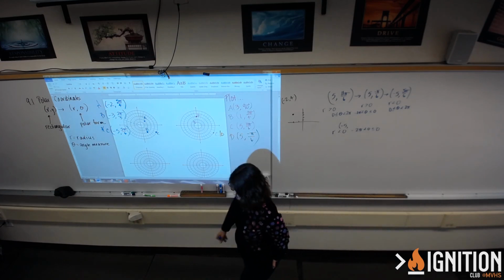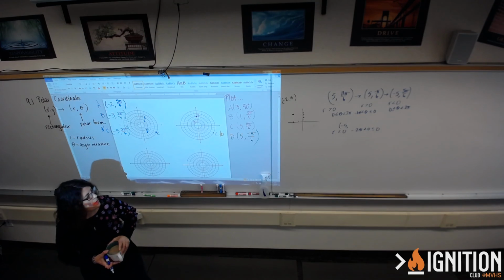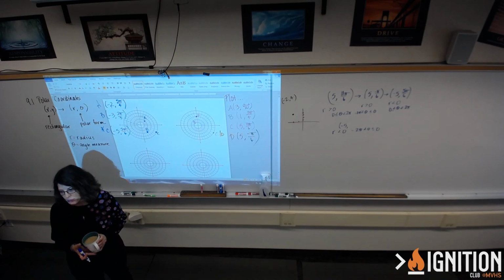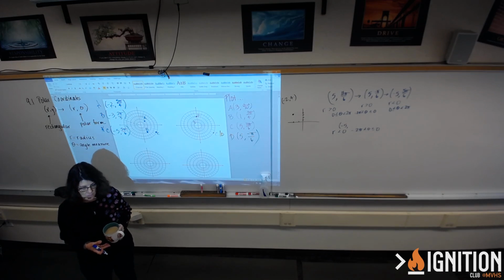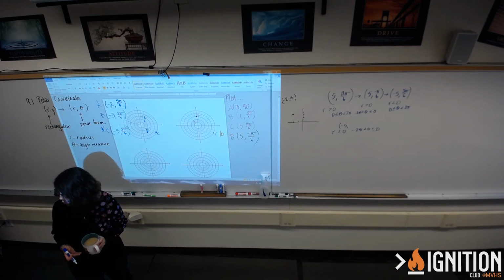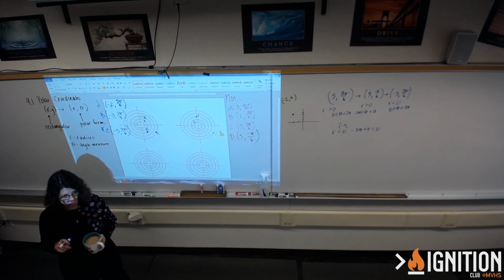Figure it out. Being able to plot the points is the first step in being able to draw the graphs. 4 ways to get to everything.